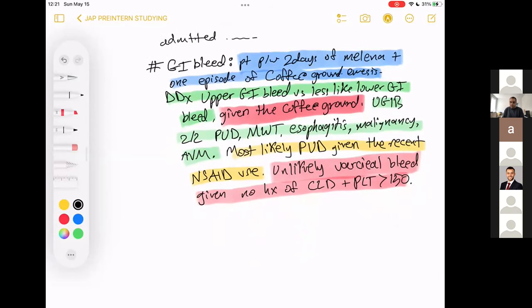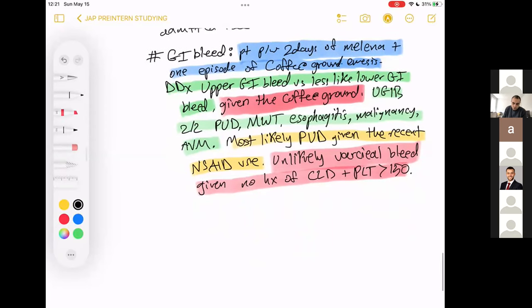And then what people like to do after you write this small history, small summary, is write your management. Usually people write it as bullet points. For example, here I'm going to say IV access, two large bore cannulas, then PPI GTT. Remember this, GTT means drip. Or you can say 40 IV BID or something.